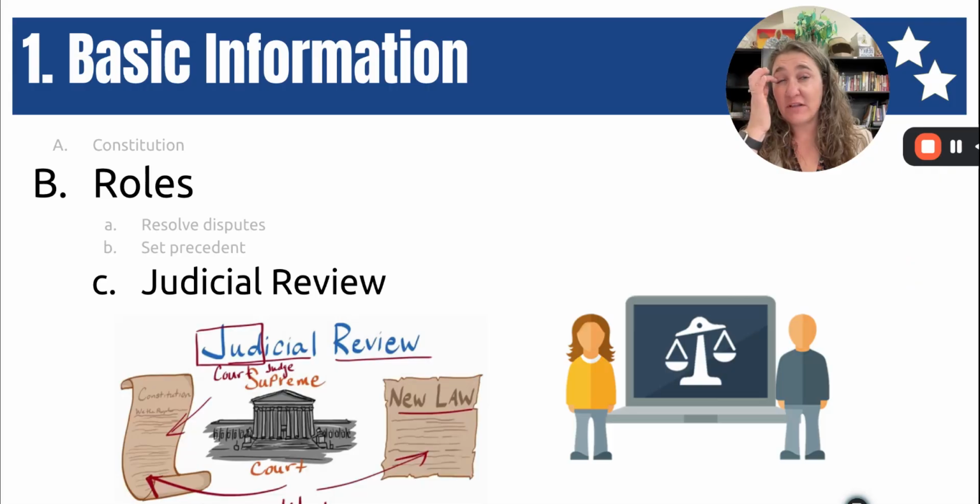And the final thing, specifically for the Supreme Court, is judicial review. Judicial review is where the courts interpret the Constitution, right? This is interpreting the law. This was not written into the Constitution that was ratified in 1787, but rather was established by a court case called Marbury versus Madison in 1803. And we'll talk about that a little bit.